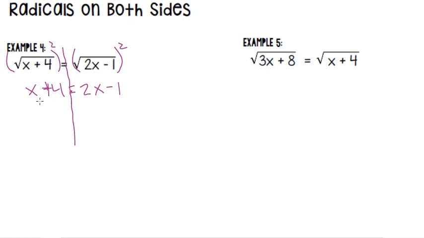I want x, so I'm going to move this x, keep my x values positive. Then I'm going to add 1 here, add 1 here. So that's going to give me 5 is equal to x. So again, I think I have an answer, but I'm going to check it.